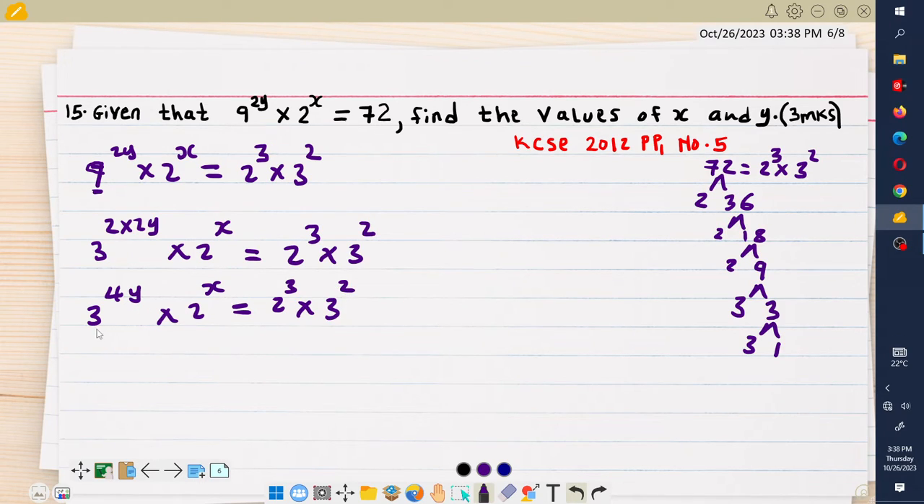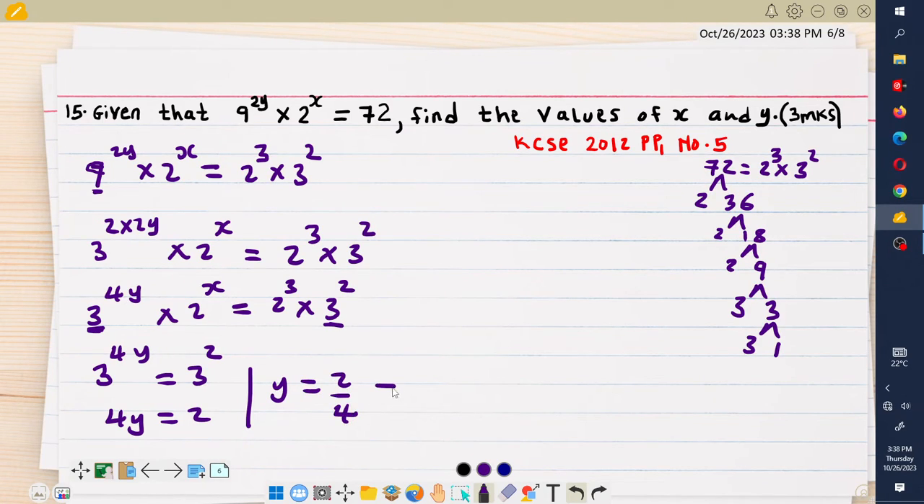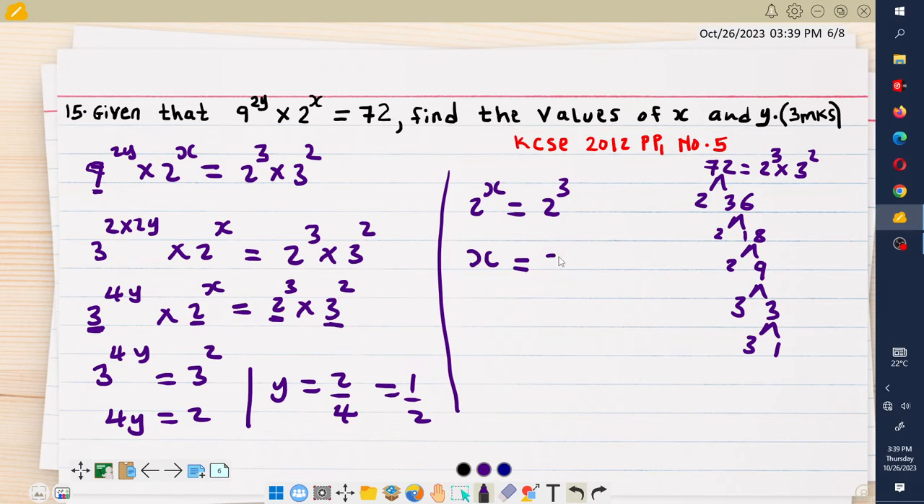Then we are simply going to equate the numbers having similar bases. So this one simply means that either 3 to the power of 4y is equivalent to 3 power 2, which simply translates to 4y is equals to 2. Therefore the value of y will be equal to 2 over 4, which of course will give us a half. Or this one also means that the numbers having base 2, 2 to the power of x is equivalent to 2 to the power of 3. So this one means that x will be equal to positive 3 as your final answer.